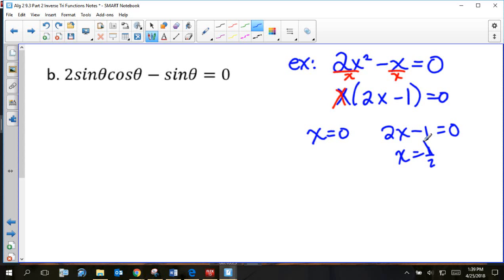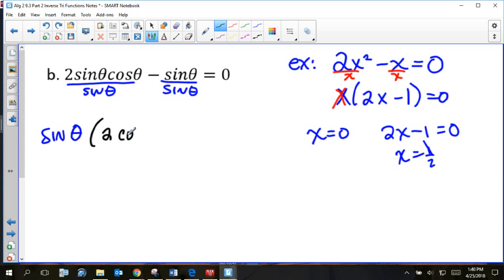So let's look. Is there a greatest common factor? What is it? Not just sine. It's always sine of an angle, so you are going to factor out sine of theta. That's going to leave me with 2, what left over? 2 cosine theta subtract 1 equals 0.